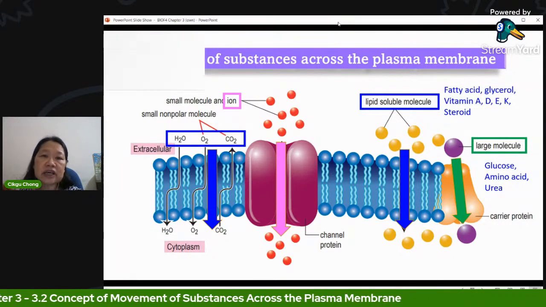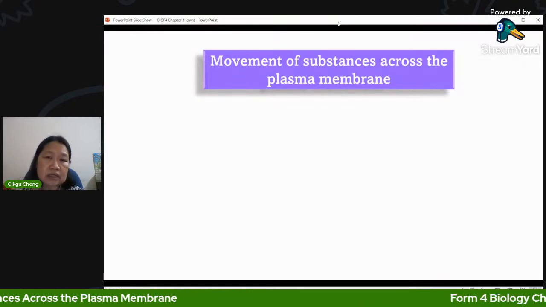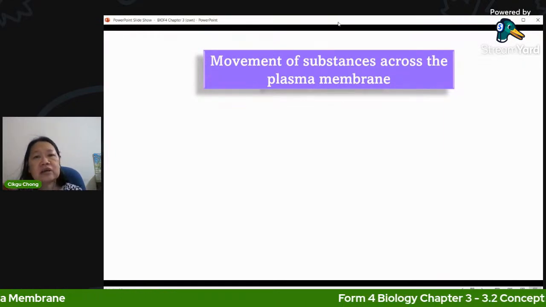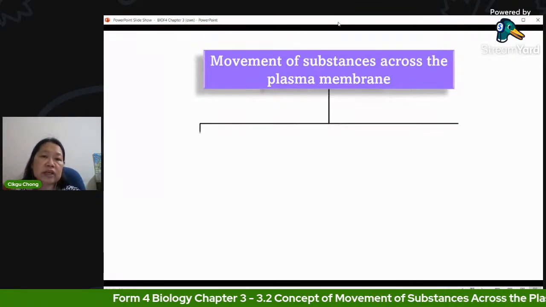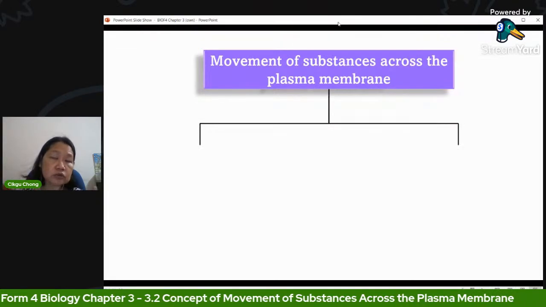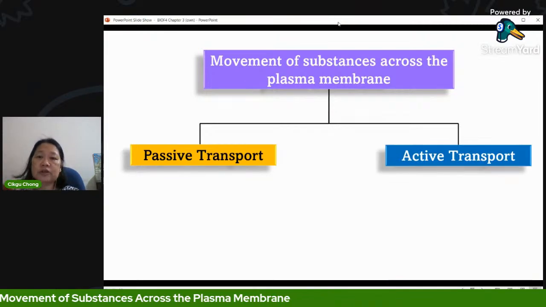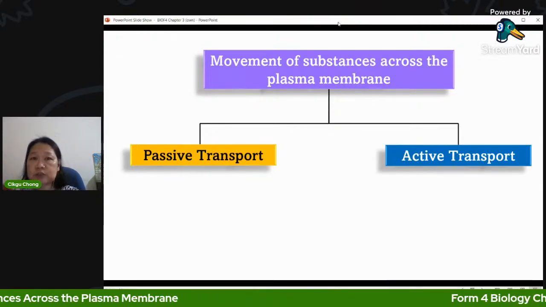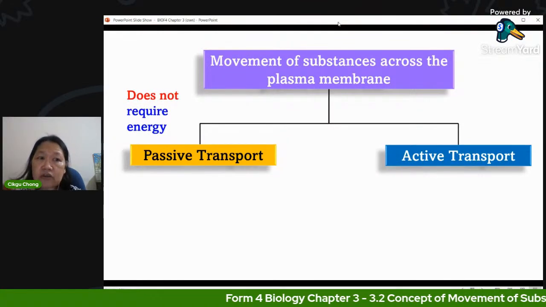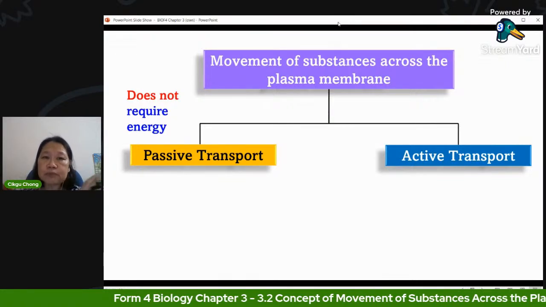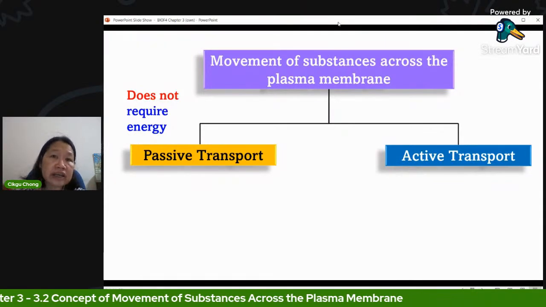The next part deals with the methods of passing substances across the plasma membrane. We classify them into two types: passive transport and active transport. Passive means that it does not require energy. It does not require energy for the cell to pull the substances inside or pump them inside. It means it does not require ATP.